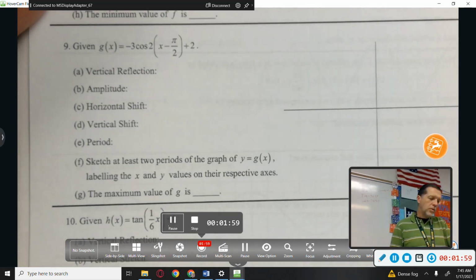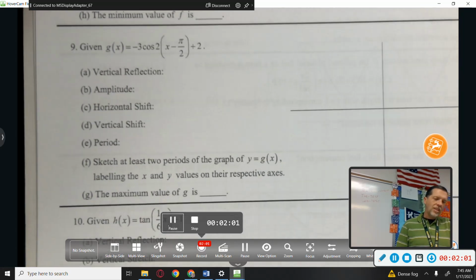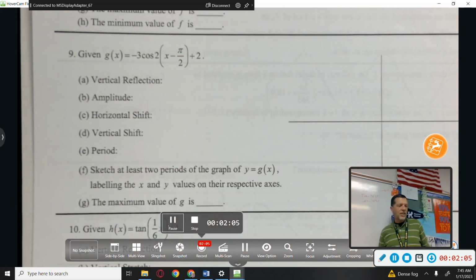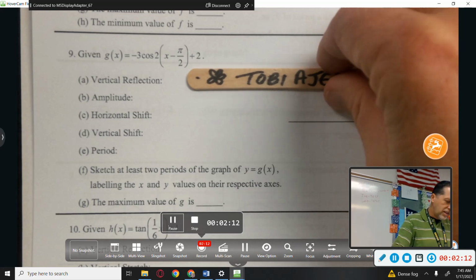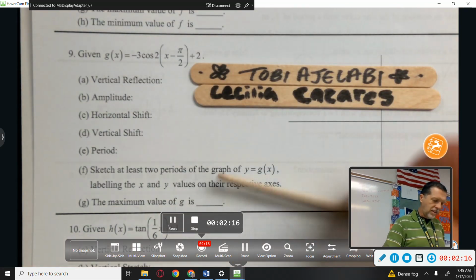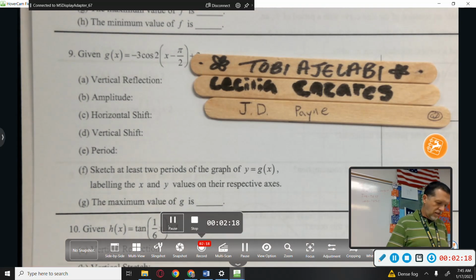So as part of review, before we jump to today's lesson, let's do number 9, because that will review all of that A, B, C, D stuff. In fact, since we know it so well, let's just pull 5 popsicle sticks and see where we land.